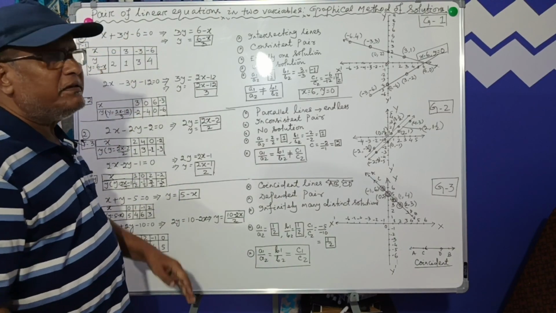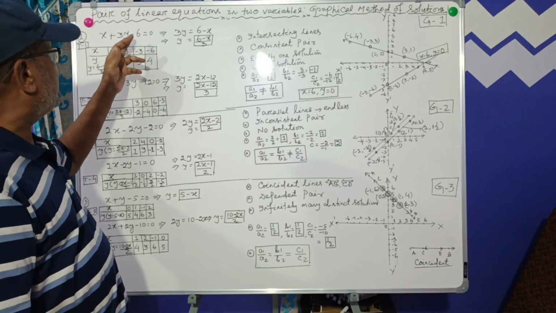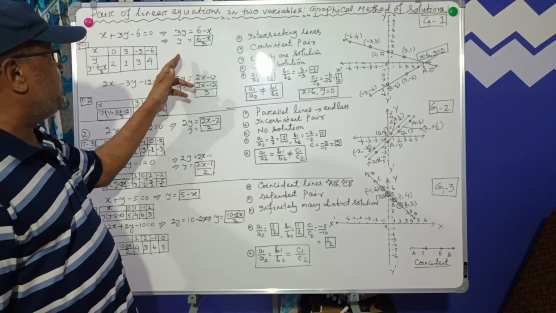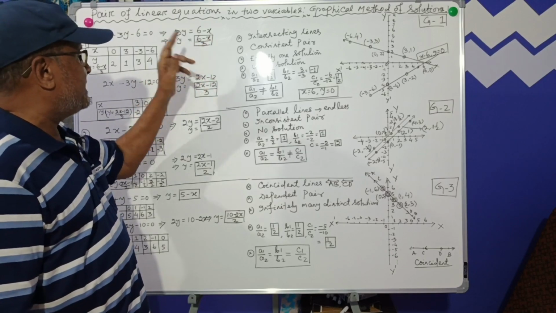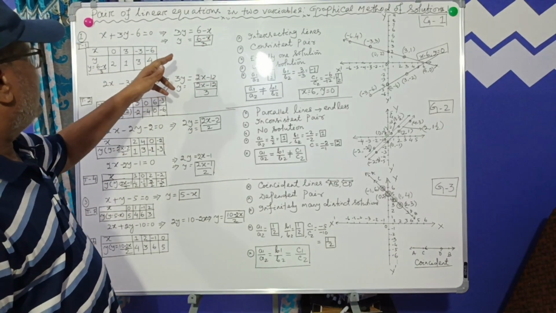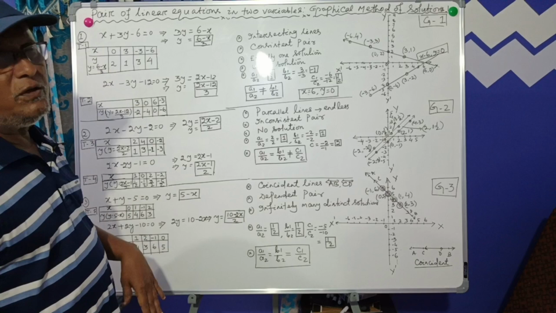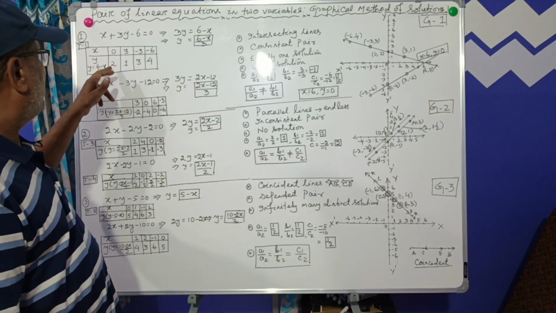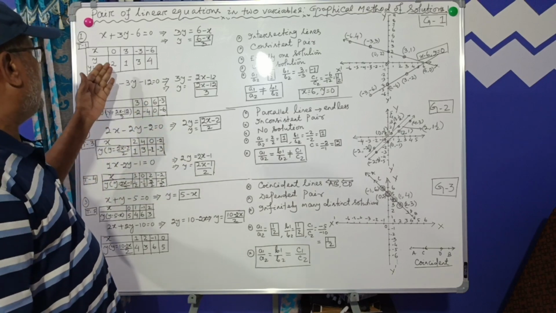It is a linear equation. x plus 3y minus 6 is equal to 0. So, by transposition, y is equal to (6 minus x) by 3. Here, look at the table. For any value of x, we get the value of y.